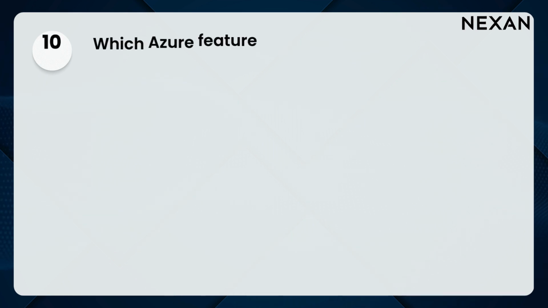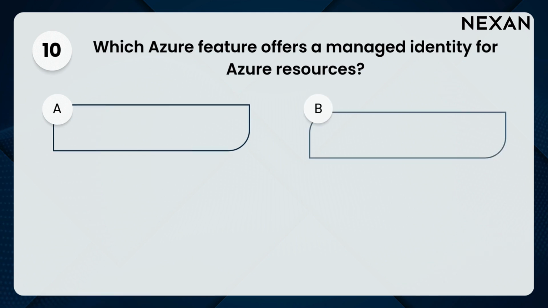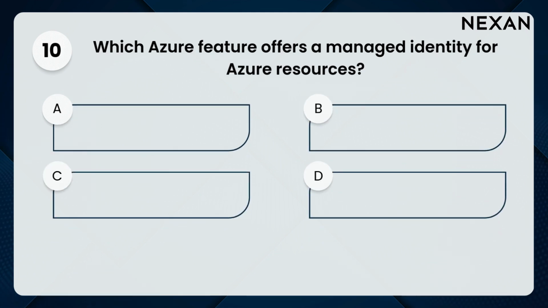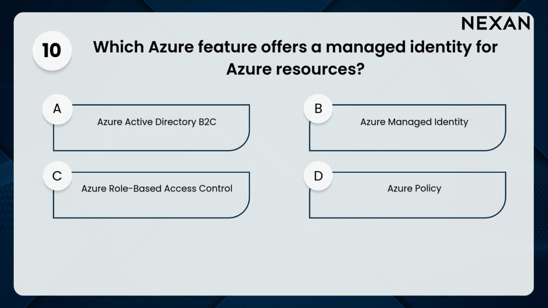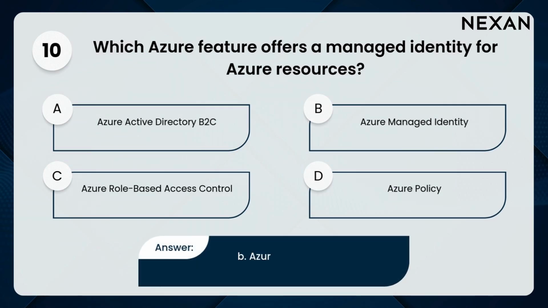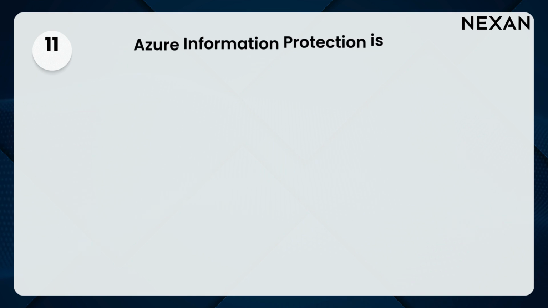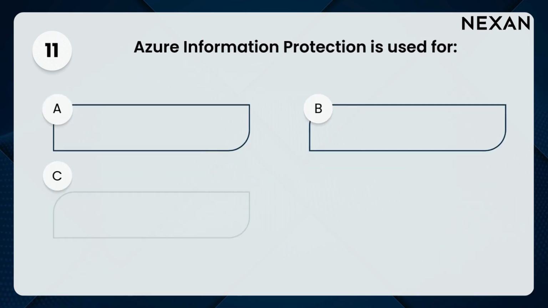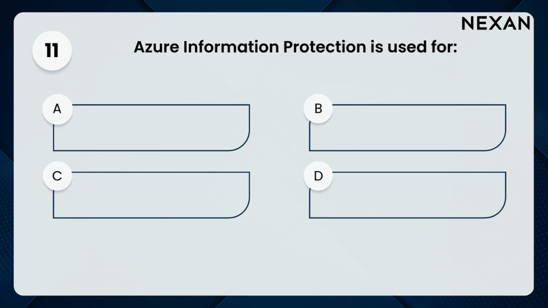10. Which Azure feature offers a managed identity for Azure resources? A. Azure Active Directory B2C. B. Azure Managed Identity. C. Azure Role-Based Access Control. D. Azure Policy. Answer. B. Azure Managed Identity.